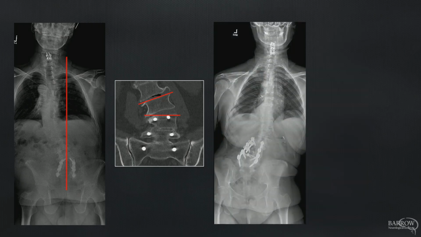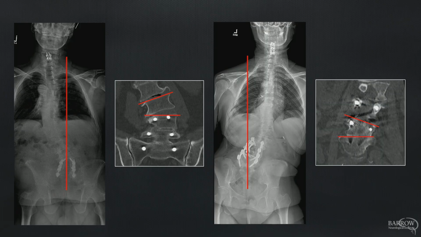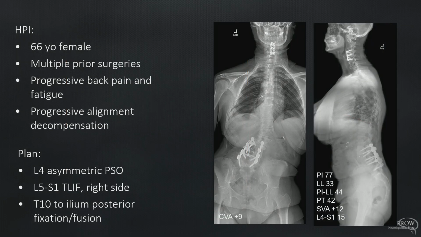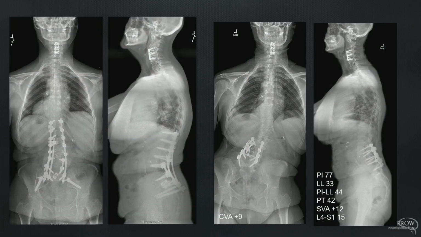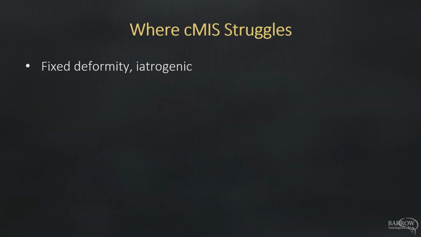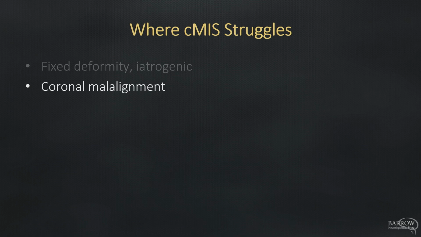And just to draw some contrast, this is a very similar appearing deformity that needs a very different solution. So this deformity is within the construct itself, similar coronal malalignment, but the deformity is actually locked into those fixed segments, and this requires a revision of that construct and a 3-column osteotomy in order to address the alignment in the coronal and sagittal plane. So where circumferential MIS struggles is situations like those, fixed deformity, particularly these iatrogenic deformities, we have to revise the construct. It struggles with coronal malalignment in some circumstances.